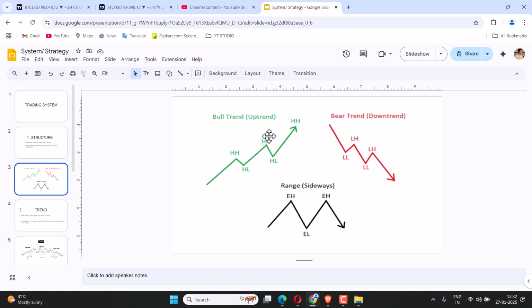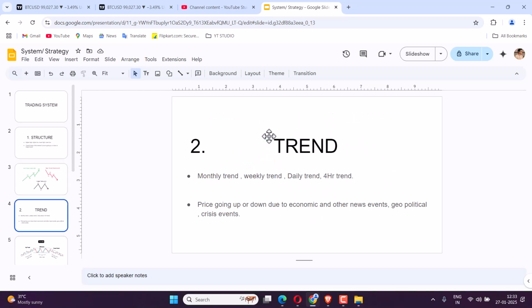Structure is better understood on higher time frames like weekly, daily, and 4-hour. So the next one would be trend, okay? Trend is similar to structure, but trend is where you understand where the market is trying to go, either to the upside or the downside. There's a monthly trend, weekly trend, daily trend, 4-hour trend. Basically price going up or down due to economic or other news events or geopolitical crises.